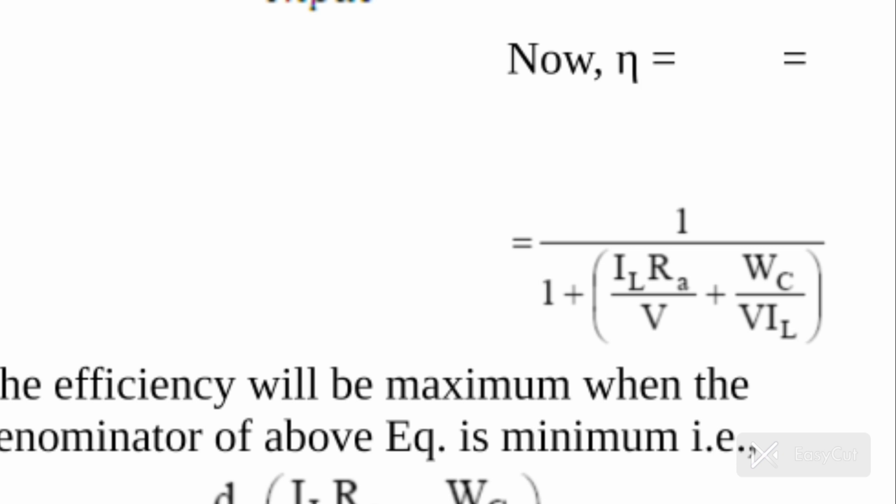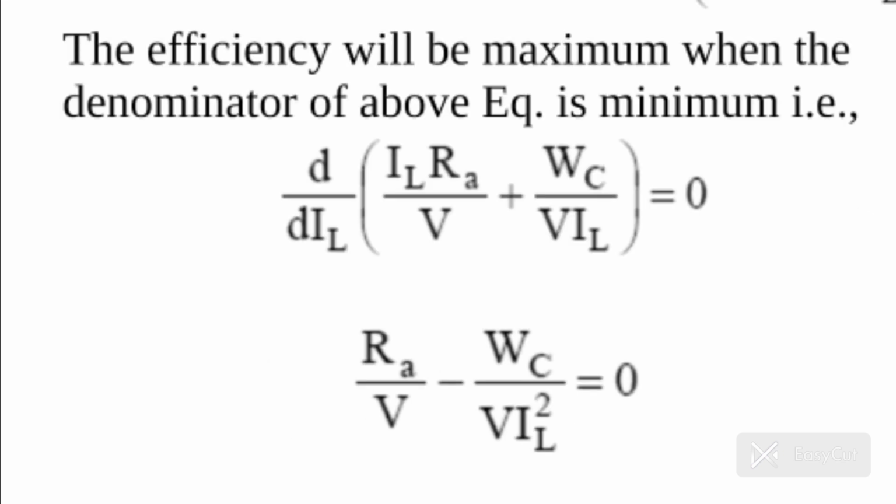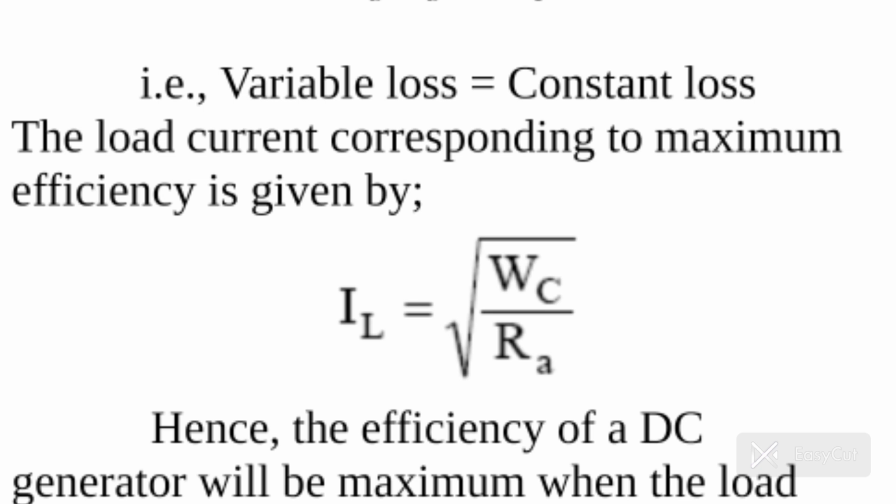This looks a bit complex, right? Don't worry, just focus on this. The denominator, that is, the input, should be minimum for the efficiency to be maximum. So what do we do? We take the derivative of the denominator with respect to load current IL, and set it equal to 0. This gives us the condition for maximum efficiency. After solving, we get IL squared times RA equals WC, which means variable loss equals constant loss. So finally, the condition for maximum efficiency is when the load current is such that the variable loss equals the constant loss.